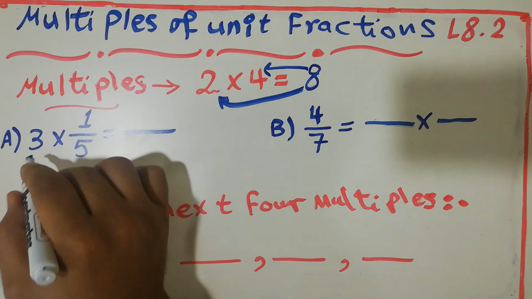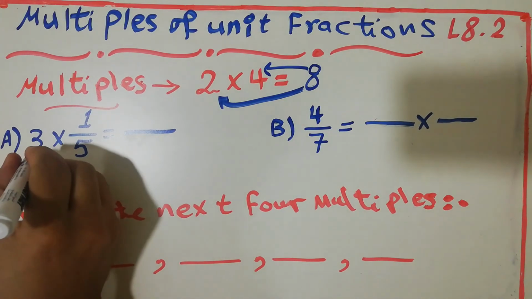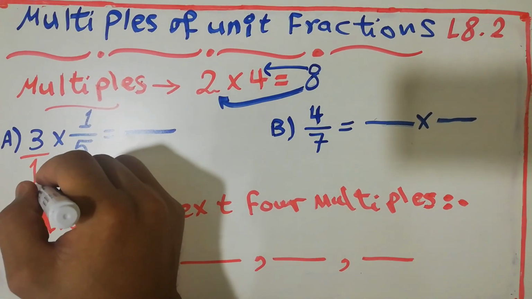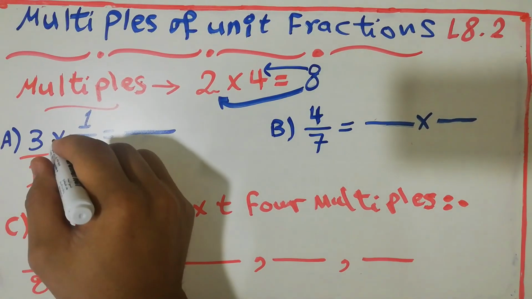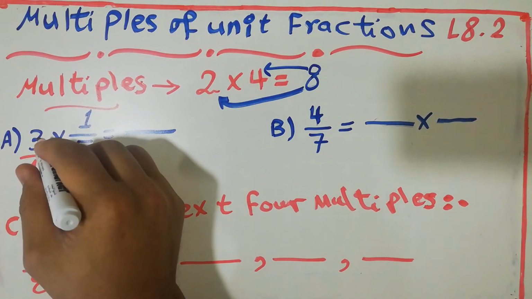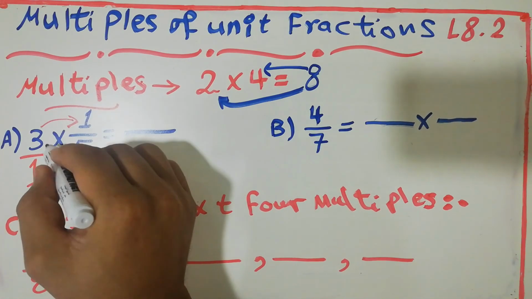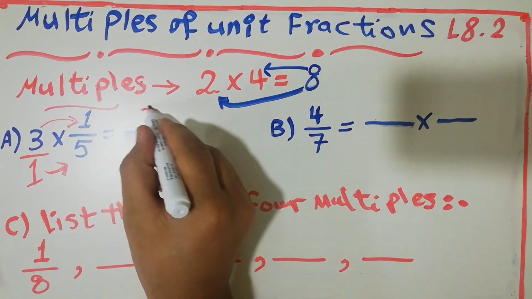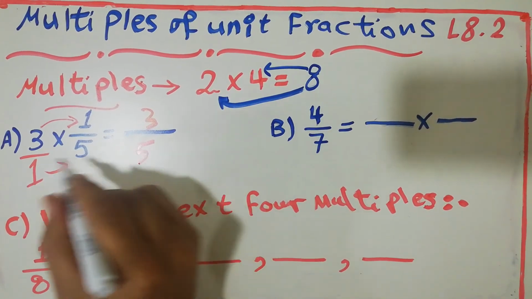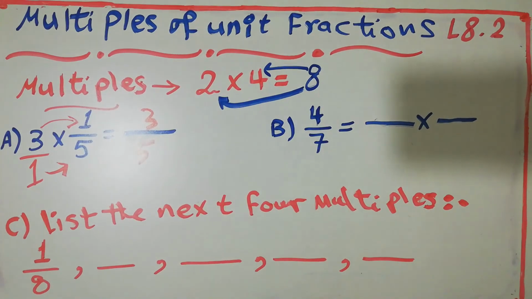Here we have 3, represented as a numerator, and it has a denominator like 1. 3 over 1 by 1/5. Now we can multiply 1 by 3 and 1 by 5. 3 by 1 equals 3 and 1 by 5 equals 5. Then 3 by 1/5 equals 3/5.